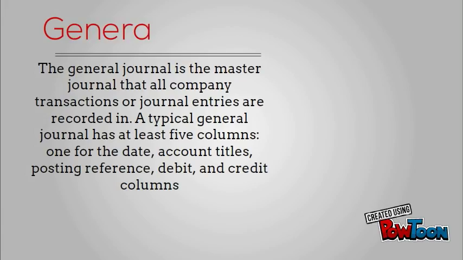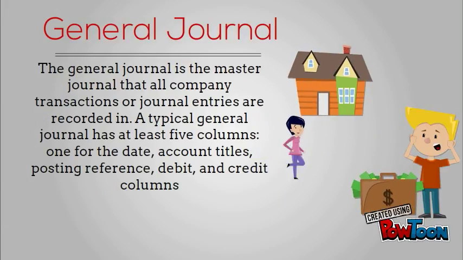General journal. The general journal is the master journal in which all company transactions or journal entries are recorded. A typical general journal has at least five columns: one for the date, account titles, posting reference, debit, and credit.